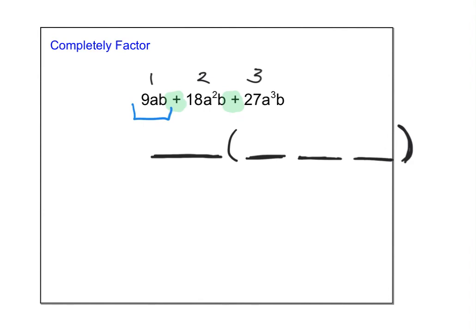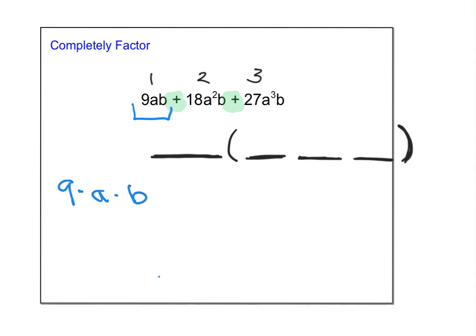So now let's go ahead. I need to break up 9, 18, and 27. And I can notice I can divide out a 9 of all 3 of these things. 9 divided by 9 is 1, 18 divided by 9 is 2, 27 divided by 9 is 3. So when I break down my first term, I'm going to just keep it as it is, 9 times A times B.